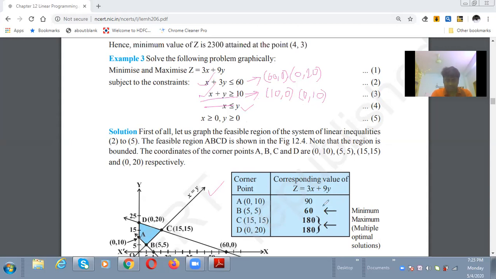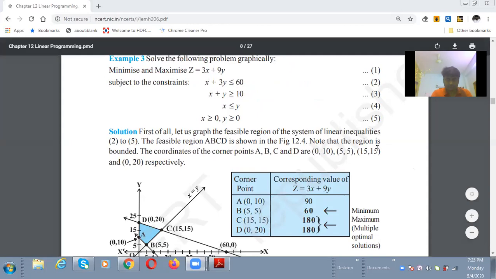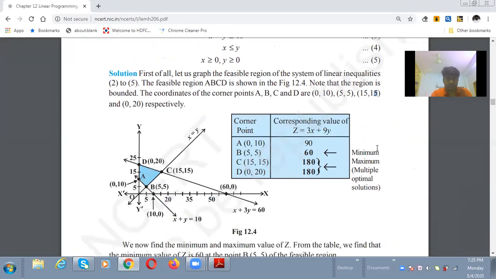Now let us go for drawing these inequalities on the graph paper, and then we can go for solving that. Just have a look at that solution. See here, first we are taking the line x equals y, and here this line we are taking 60 comma 0, 0 comma 60 there.